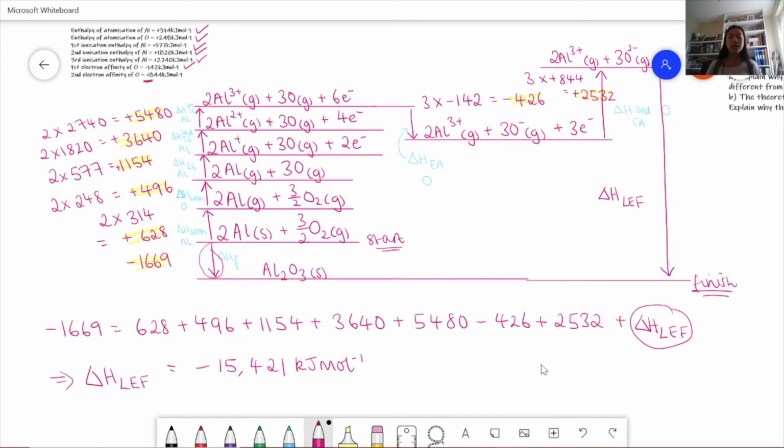Now, the lattice enthalpy of formation, or any enthalpy of formation, will always be negative. So if you've got a positive figure, then you might have done something wrong along the way, and you should check everything.